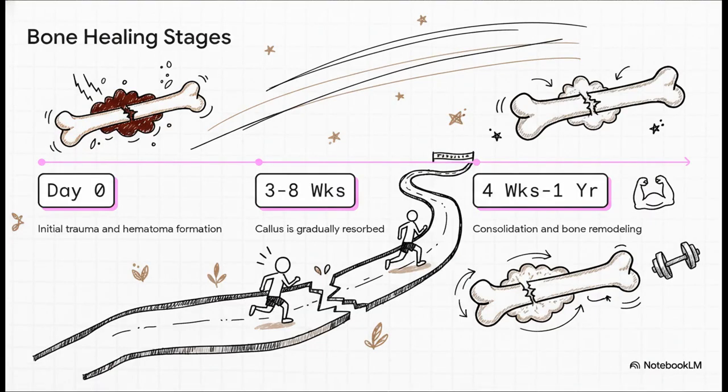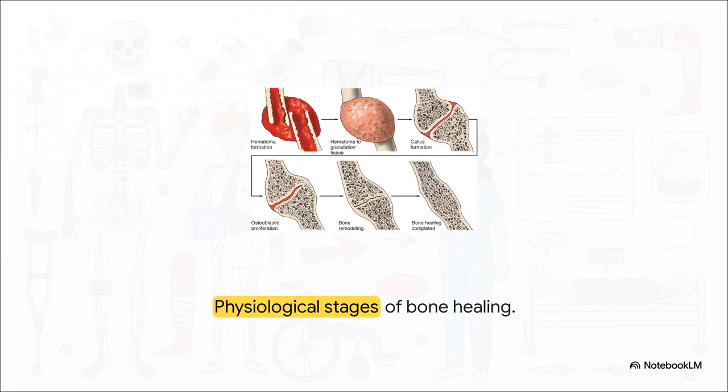But assuming healing goes well, you still have to educate your patient that this timeline is a marathon, not a sprint. While a hematoma forms pretty much immediately, and a protective callus resorbs and transforms into bone somewhere between 3 to 8 weeks, well, that's still not the end of the story. Complete consolidation and the remodeling of the bone so it can handle full mechanical stress again can take anywhere from 4 weeks up to a full year. And that depends heavily on the patient's age, their baseline health, and just how severe the injury was to begin with. This sequence maps out that physiological timeline beautifully.